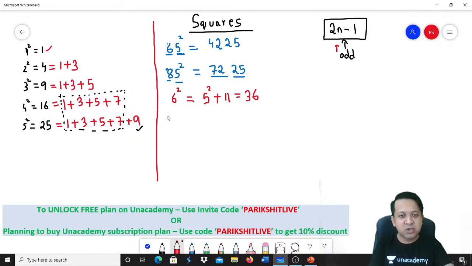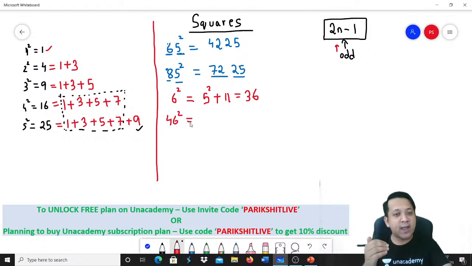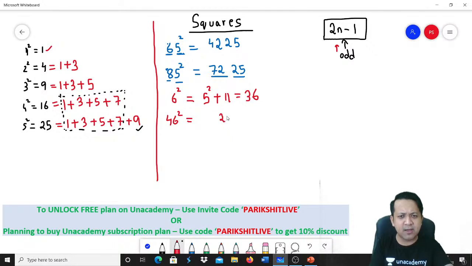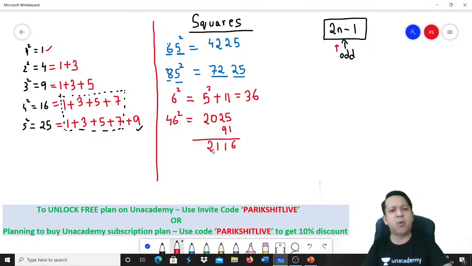But let's say you want to find out 46 square. How will you find out? 46 square will be the same as 45 square, but one extra term. What is 45 square? 5 square is 25 and 4 into the next number, so 4 into 5, 2025. This is 45 square. That extra term is the 46th odd number. So put 2n minus 1, n is 46. 2 into 46 minus 1 is 91. So how much do you get? 2025 plus 91 is 2116.